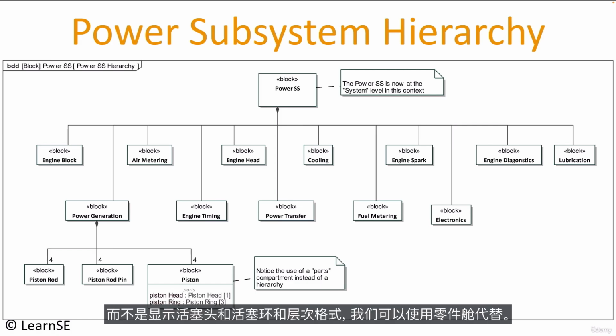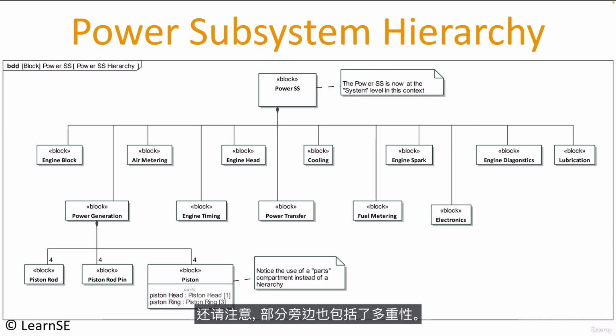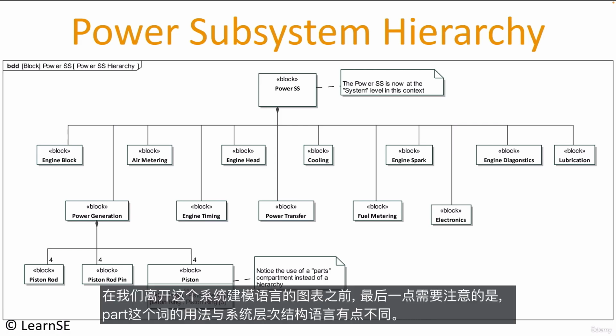Instead of showing the piston head and the piston rings in the hierarchical format, we can use the parts compartment instead. This is handy when we want to show decomposition through a single path for an entire system hierarchy. Also, notice the multiplicities are included next to the parts as well. One final note before we leave this diagram.